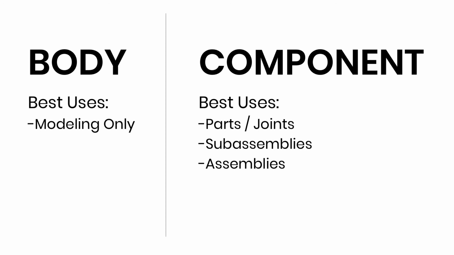Otherwise, it's a good practice to get into the habit of always using components at the beginning of your design, which will ensure that you can successfully create joints, subassemblies, and assemblies without any major headaches. Now, as we looked at previously, it is possible to create components from bodies, but again, it's not recommended to do it afterwards because it won't always work, and sometimes it'll cause a lot of errors in your model.